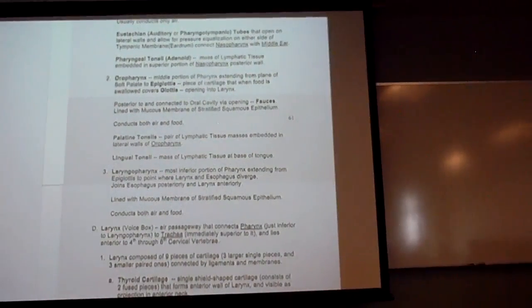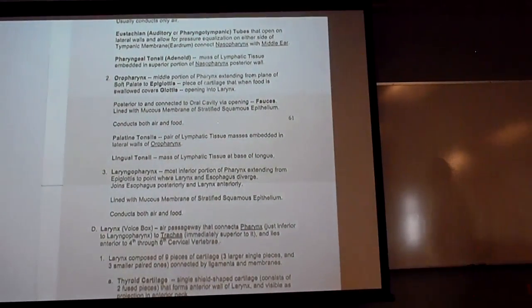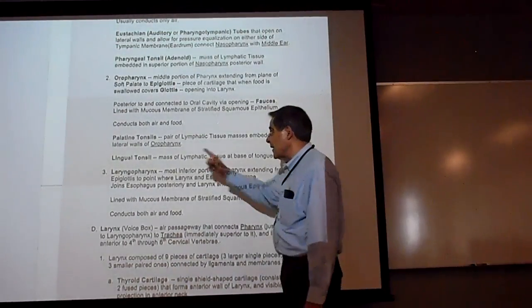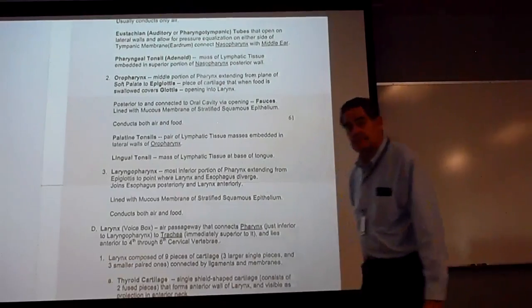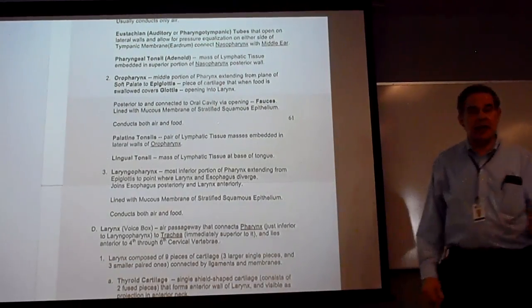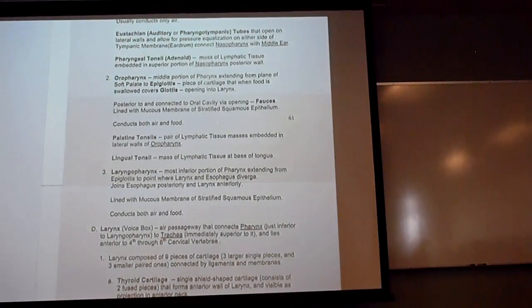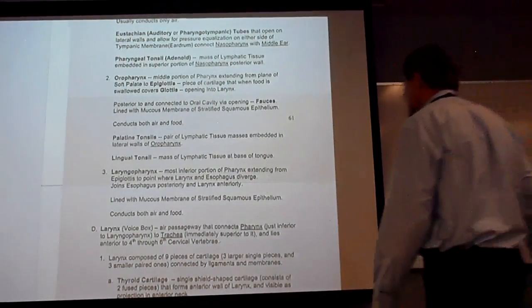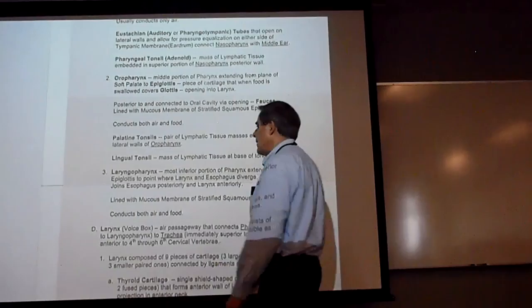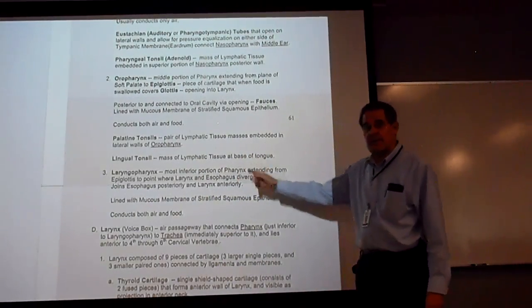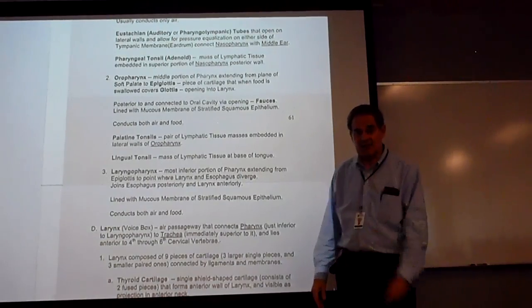As you know, we also have a pair of tonsils in the oropharynx. Those are called the palatine tonsils. You open your mouth, look in the mirror, and you can see your tonsils on either side. There's loads of lymphatic tissue. That's all part of the mouth. And then the lingual tonsil, a mass of lymphatic tissue at the base of the tongue, which you really can't see.